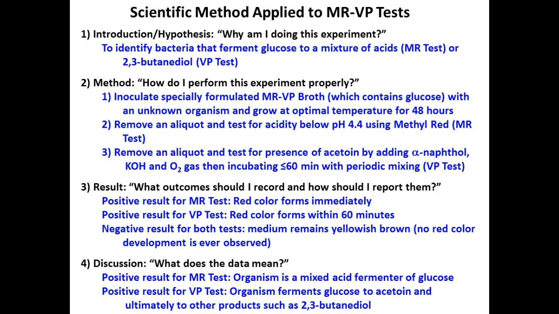VP test, if it came out positive, you know your organism produced enough acetoin that you were able to detect it, that it can do 2,3-butanediol fermentation. If it came out negative, it can't do this.